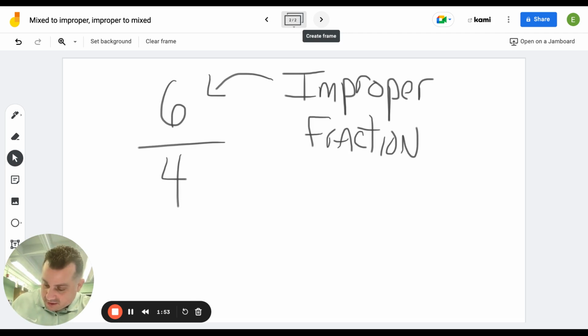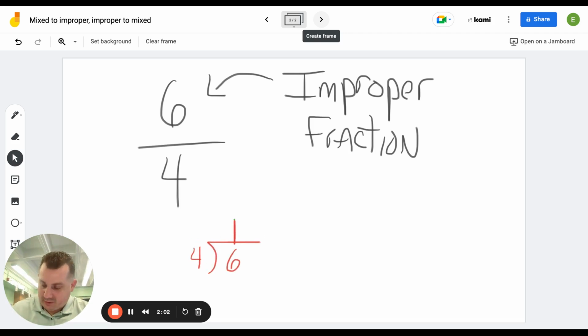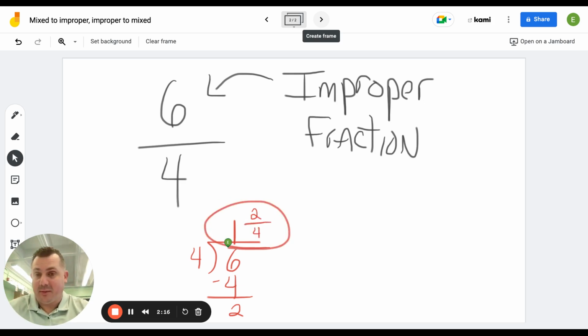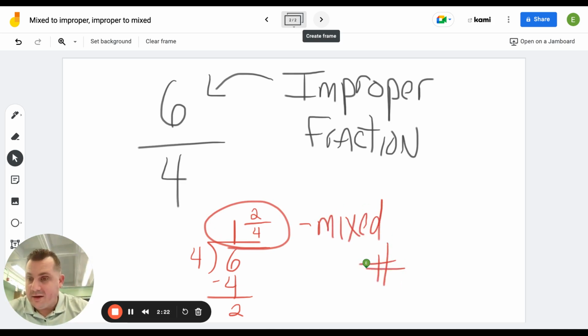All right. So I'm going to go over here. Four can go into six. So really, what I'm doing is four into six is one time. And how much is left over? Well, if I'm taking away four from my six, there's two left over. So I have one whole with two left over, and my denominator always stays the same. So your mixed number here is 1 2/4. So 6/4 right here equals 1 2/4.